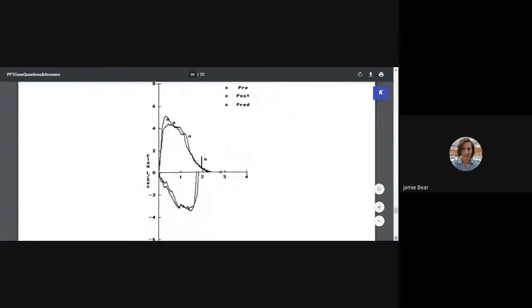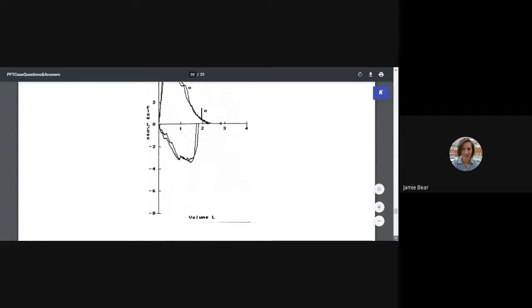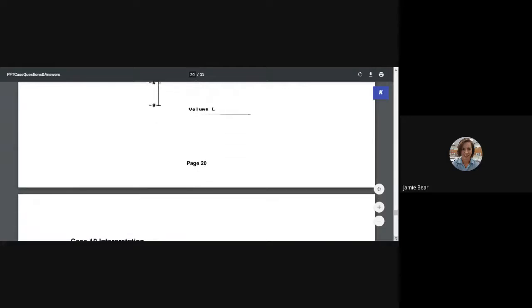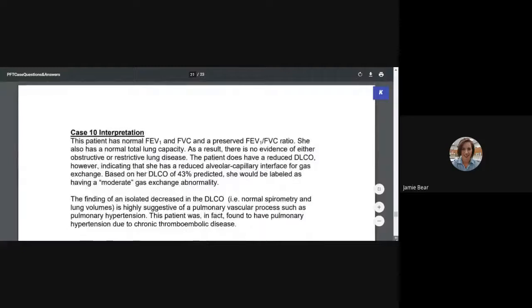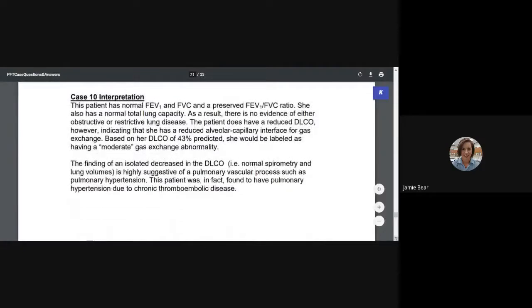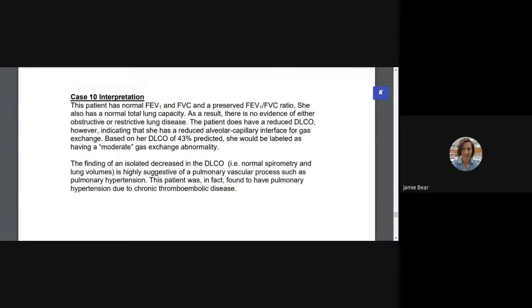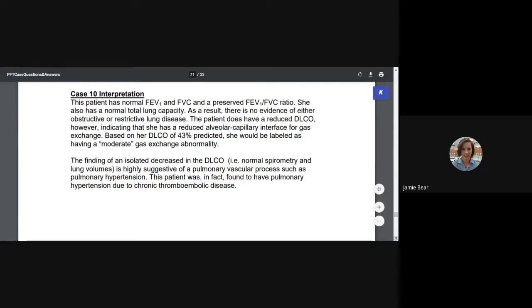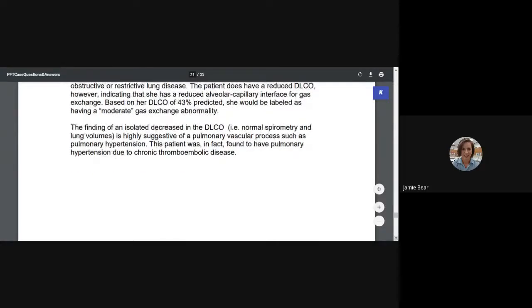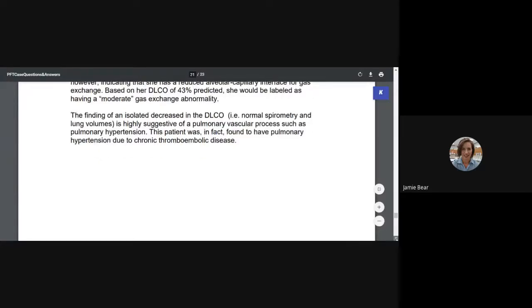capacity is not good. So with history and looking at that, that would generally indicate some sort of pulmonary vascular disease. And based on that, it was found that she had pulmonary hypertension due to chronic thromboembolic disease. So she has multiple blood clots in her pulmonary vascular system that's leading to pulmonary hypertension.